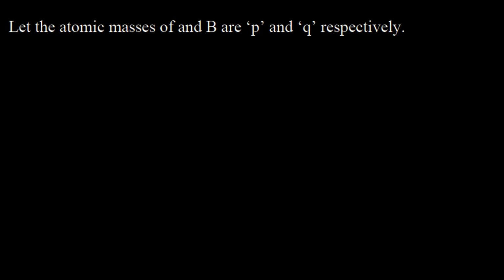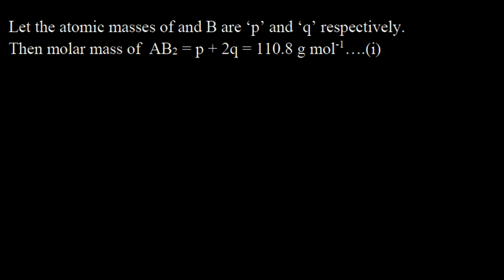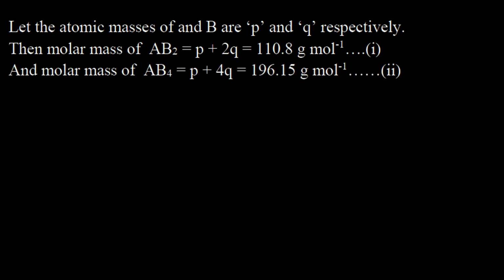Let the atomic masses of A and B be P and Q respectively. You can take any letters, P and Q respectively. The molar mass of AB2 we have calculated earlier. So A is taken as P and B is taken as Q. It's P plus 2Q, because there are 2 B atoms. So P plus 2Q is 110.8 grams per mole.